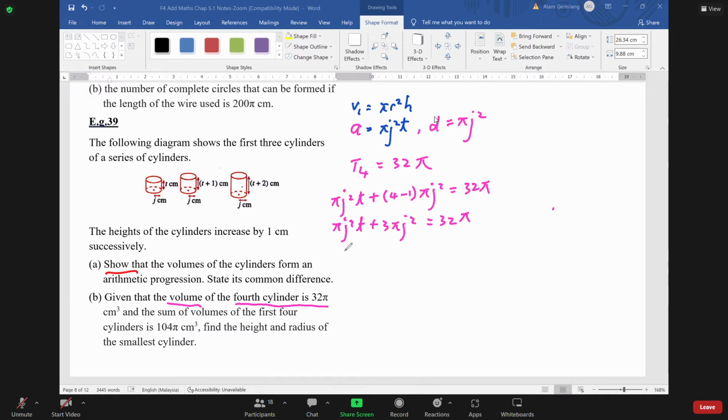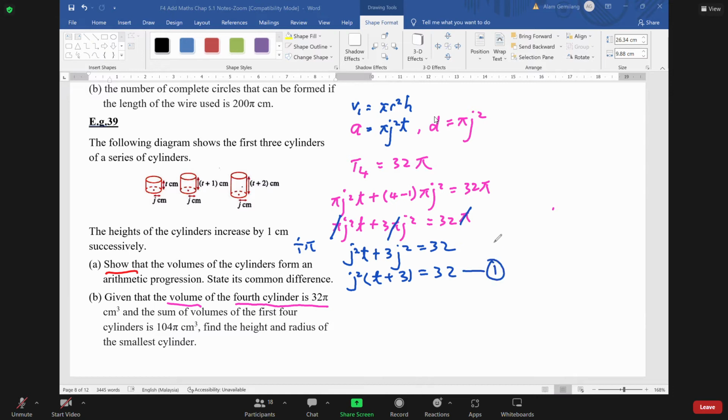Divide the whole equation by pi, so this pi cancels, this pi cancels, this pi cancels. Left j square t plus 3j square equals 32. Or you just factorize, take out the j square, and this becomes j square times t plus 3 equals 32. So this is the first equation.